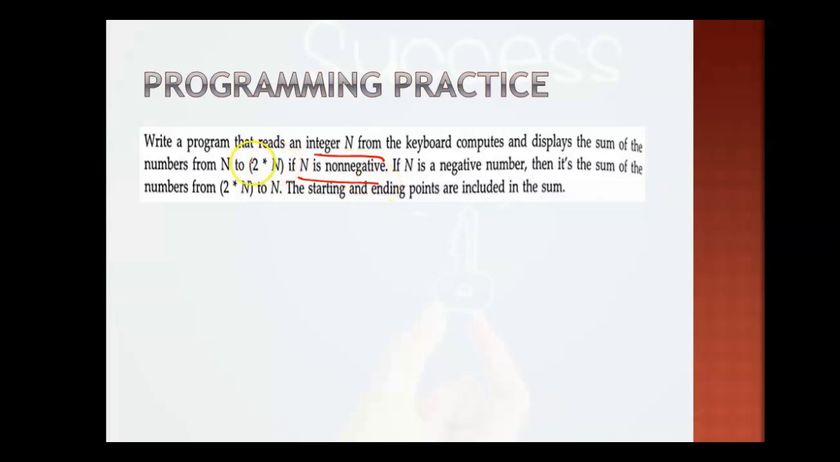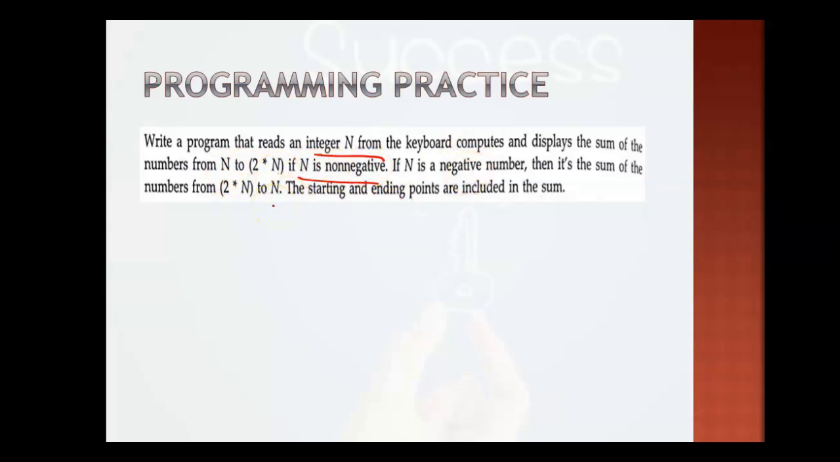For non-negative, for positive numbers, we have to follow this range to find the sum. And if n is a negative number, then it's the sum of the numbers which fall in between this range. The starting and the ending points are included in the sum. So the starting value is included, the ending also we have to include. So for non-negative it is n to 2n, and for negative it is 2n to n.